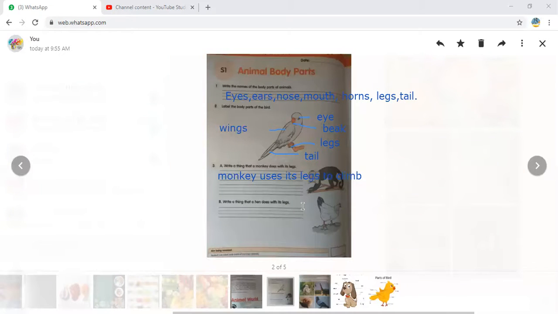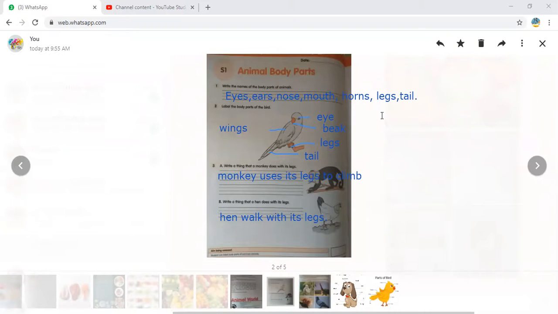Okay. Next question. Write a thing that a hen does with its legs. Yes. Hen walks with its legs. Yes, this is the answer of B. Now we have completed our worksheet totally.